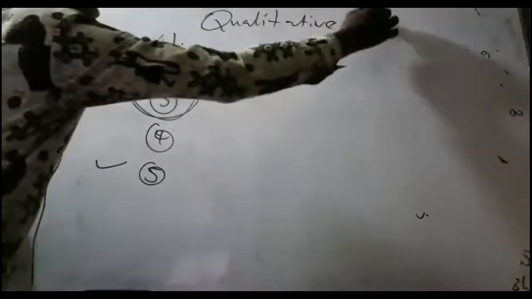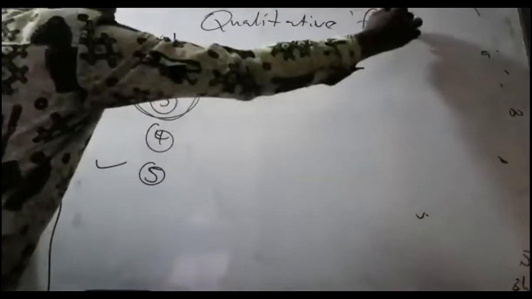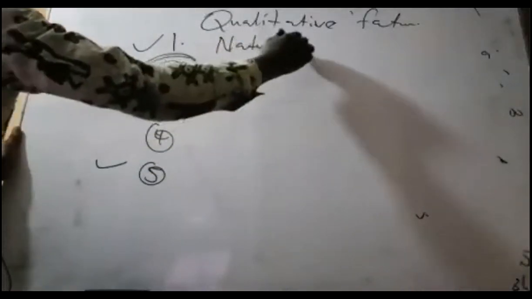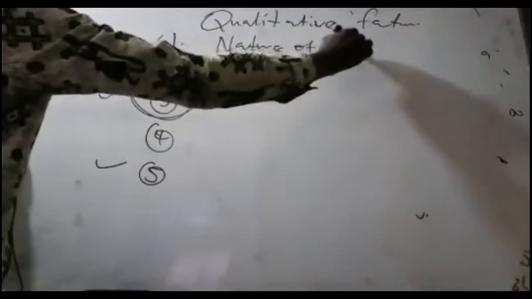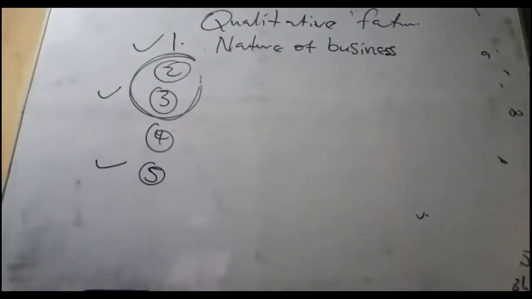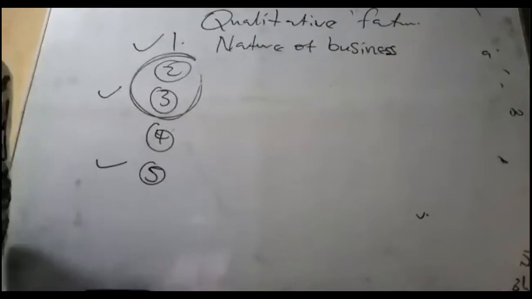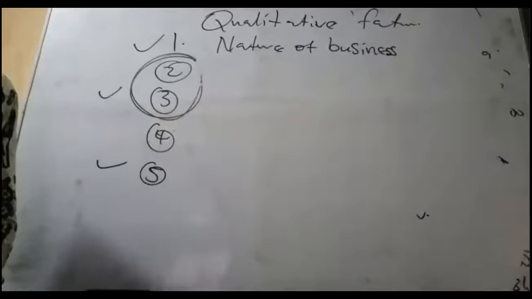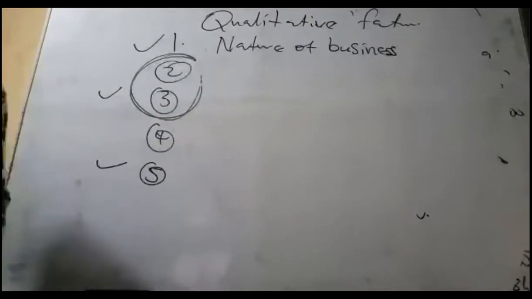So qualitative factors. So one, nature of the business. Yes, the value of a mining company, how you determine it, will be different from the value of a sole trader, or let's say not even a sole trader, just a bank or a manufacturing company. Good.